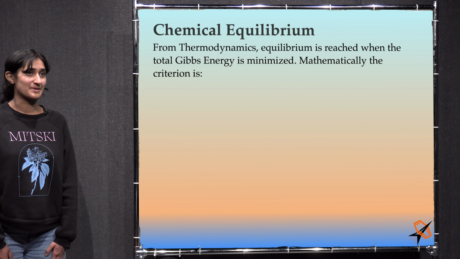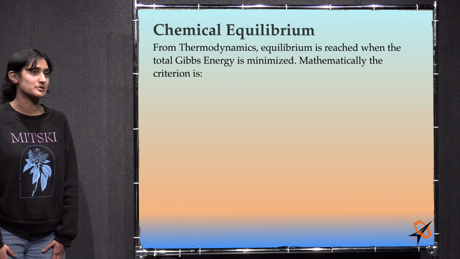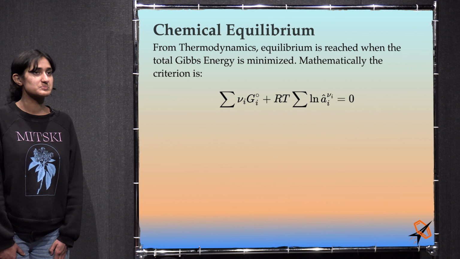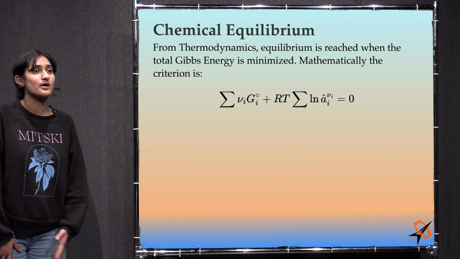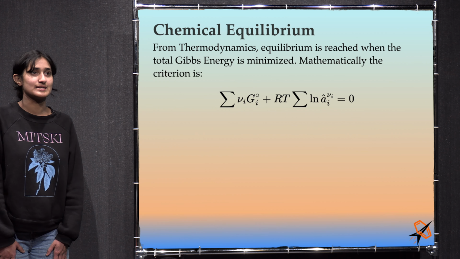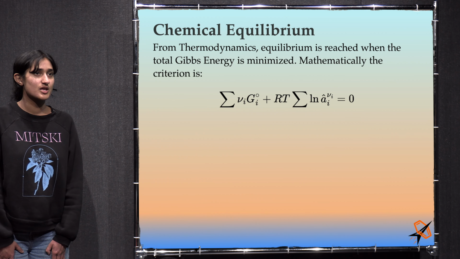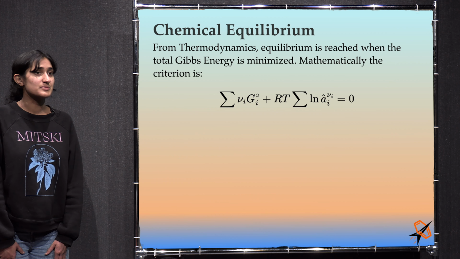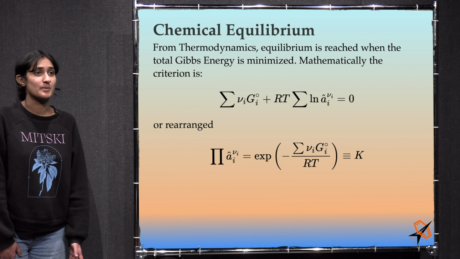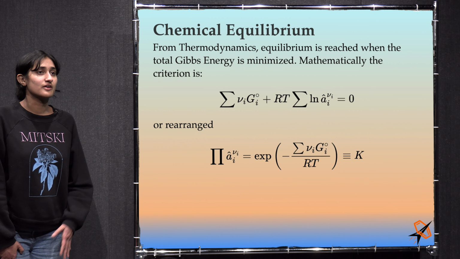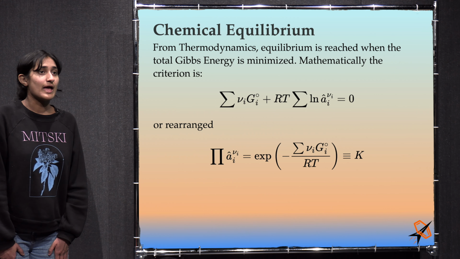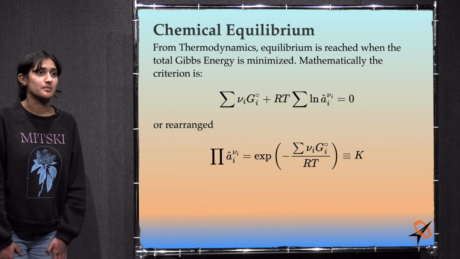Chemical equilibrium thermodynamics teaches that equilibrium is reached when the total Gibbs energy is minimized. Mathematically, this criterion is that the sum of the stoichiometric coefficients of each species, remember again that it's negative for reactants and positive for products, times the reference Gibbs energy for each of these species, plus RT times the log of the product of the activities raised to the stoichiometric coefficients of each species, is equal to 0. Or rearranged, the product of activities raised to their stoichiometric coefficients is equal to the exponential of minus the sum of the Gibbs energy times the stoichiometric coefficients divided by RT. And we define this quantity to be K, the equilibrium constant.